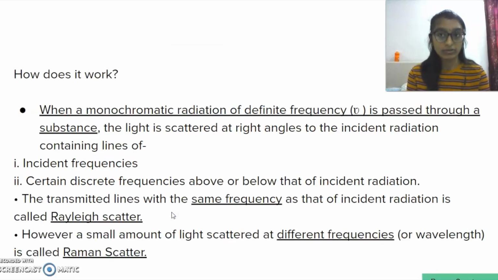How does Raman spectroscopy work? When a monochromatic radiation of a definite frequency is passed through a substance, the light is scattered at right angles to the incident radiation, containing lines of incident frequency and certain discrete frequencies above or below that of the incident radiation. The transmitted lines of the same frequency as the incident radiation are called Rayleigh scatter. However, a small amount of light scattered at a different frequency is called Raman scatter.